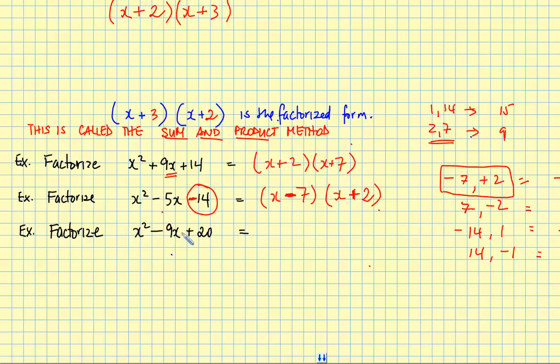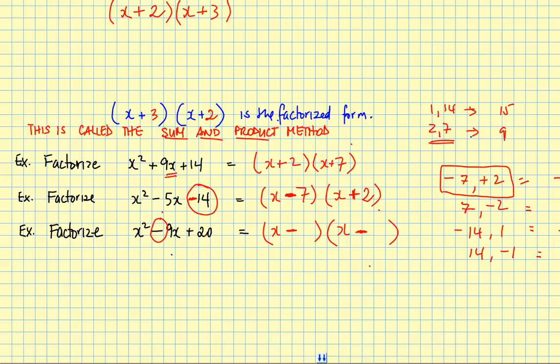All right, and if we take a look at the next one, now, the product is positive 20, but the sum is a negative number. So because the sum is negative but the product is positive, these must both be negatives, because a negative times a negative will give me a positive when I multiply it through. So the next one has an x minus and an x minus.